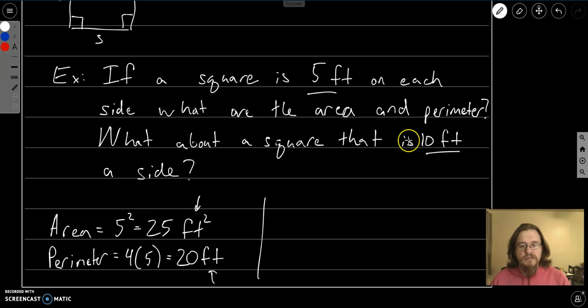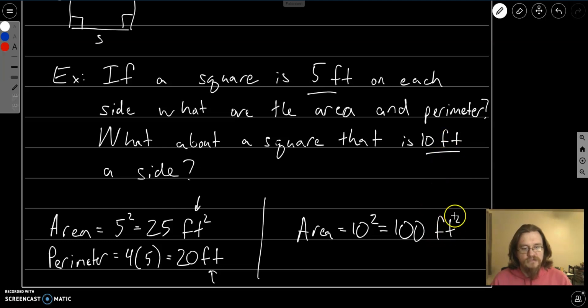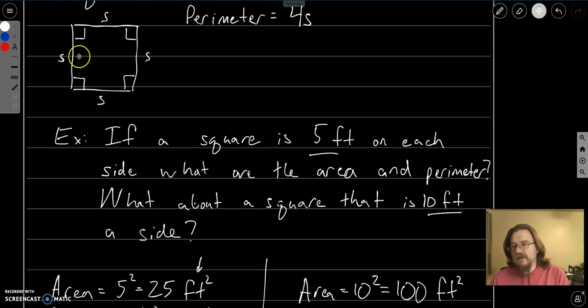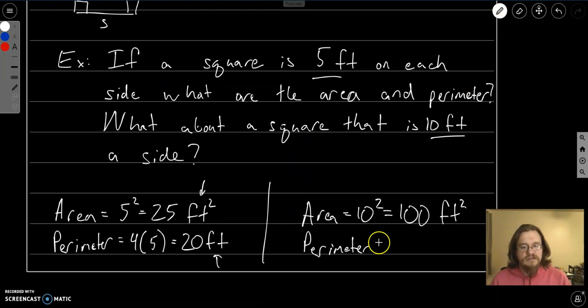But if we up the length, if we double the length of the sides, what happens to the area and the perimeter? Well, the area is now going to be 10 squared, which is 100. And again, if we're working in feet, this will be feet squared. But the perimeter, on the other hand, if each side is 10 feet long, that's 10 feet, 10 feet, 10 feet, and 10 feet. Overall, that's 4 sides, each 10 feet long, so that's going to be 40 feet in total.